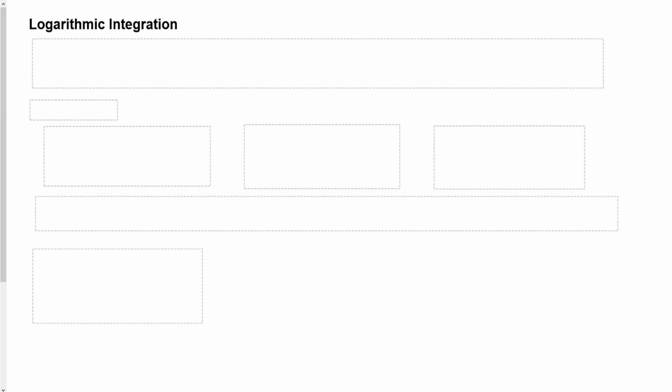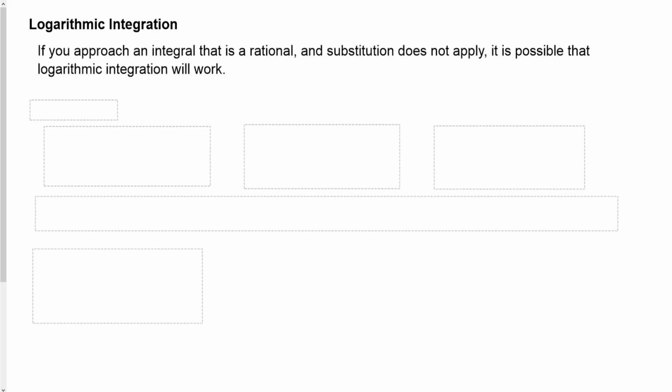Now let's look at some examples after exploring logarithmic integration. So if you approach an integral that's a rational function and substitution does not apply, then another technique that you could possibly use is logarithmic integration. Generally, things involving logarithms tend to seem like they're getting much more complex, but with this logarithmic integration, it's actually kind of nice. This is a very straightforward method.